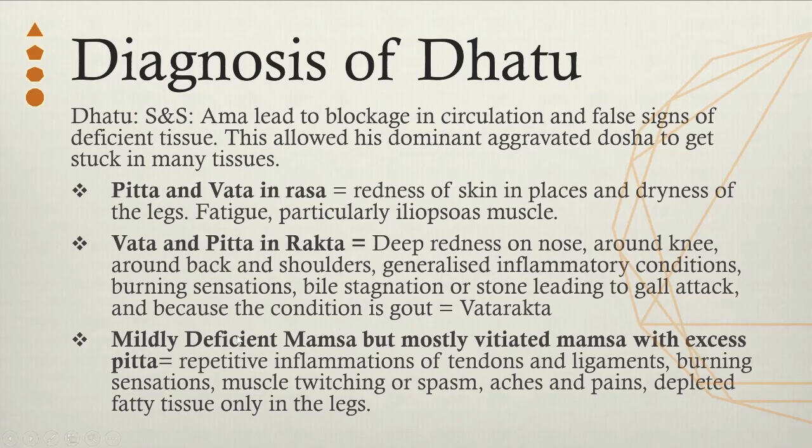We see signs of mild deficient mamsa, but mostly it's vitiated mamsa with excess pitta. The pitta dosha has aggravated and overloaded the mamsa tissue. So here we see the signs: repetitive inflammations of tendons and ligaments, burning sensations, muscle twitching or spasm, aches and pains, depleted fatty tissue only in the legs particularly. So here the muscle and the fat tissue are highly related to each other. The rest of the body had more fat tissue on it.